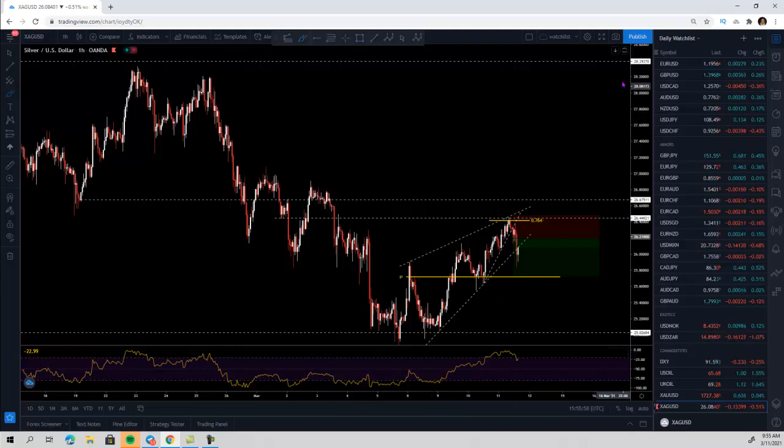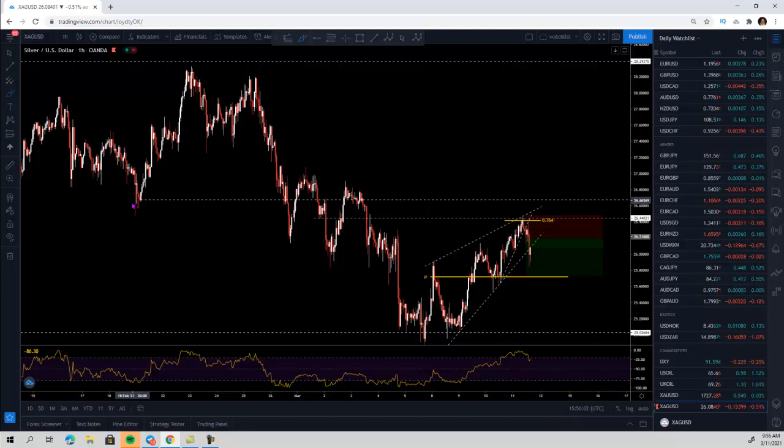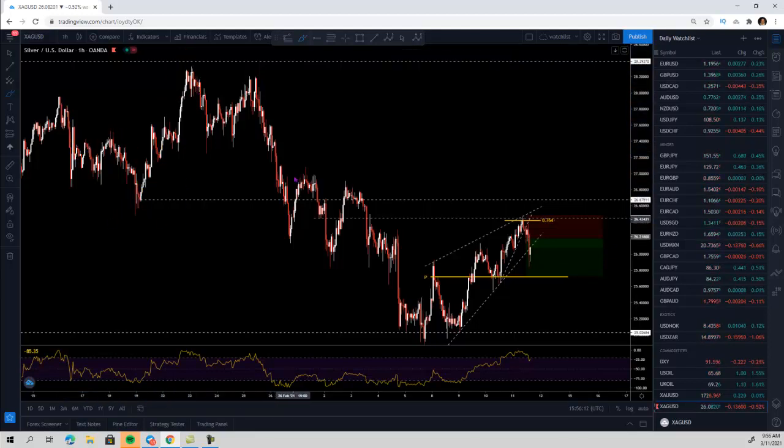Now, why did we take this short even though I was long still? The reason is this. If you look at historic price action right here, you can see that this is where buyers picked price up, right? And of course, this is the level that when we broke to the downside, sellers jumped in, right?